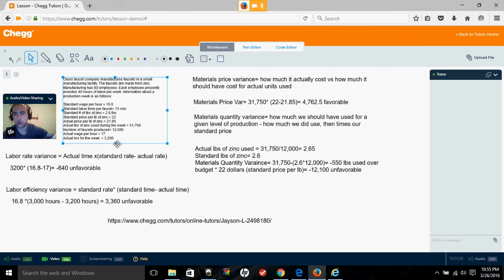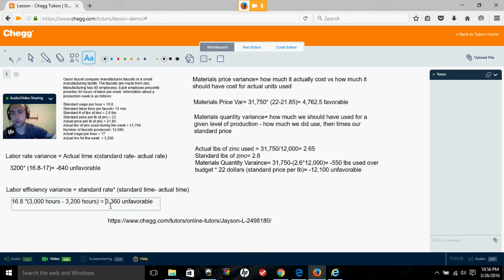So we have actual hours 3,200, and our budgeted hours would basically just be the 15 minutes times 12,000 faucets divided by 60 minutes in an hour, and that should give us the 3,000. And so 3,000 minus 3,200 times our standard wage per hour of 16.8 gives us our 3,360 unfavorable variance. Now, if we wanted the total direct labor variance, we would add the negative 640 and the negative 3,360.